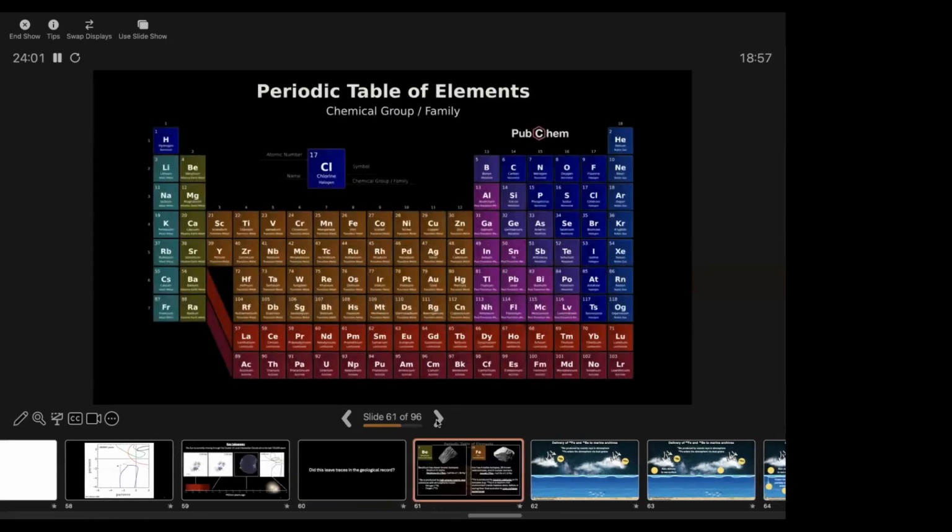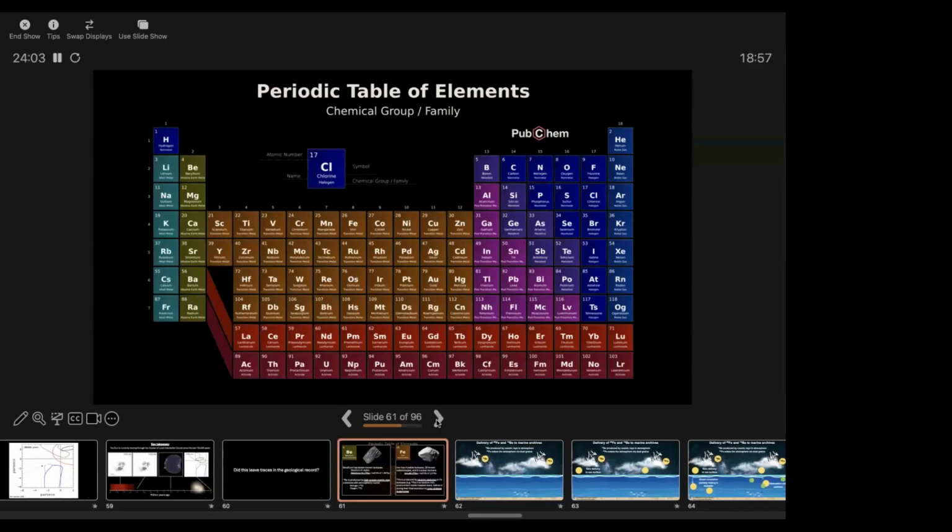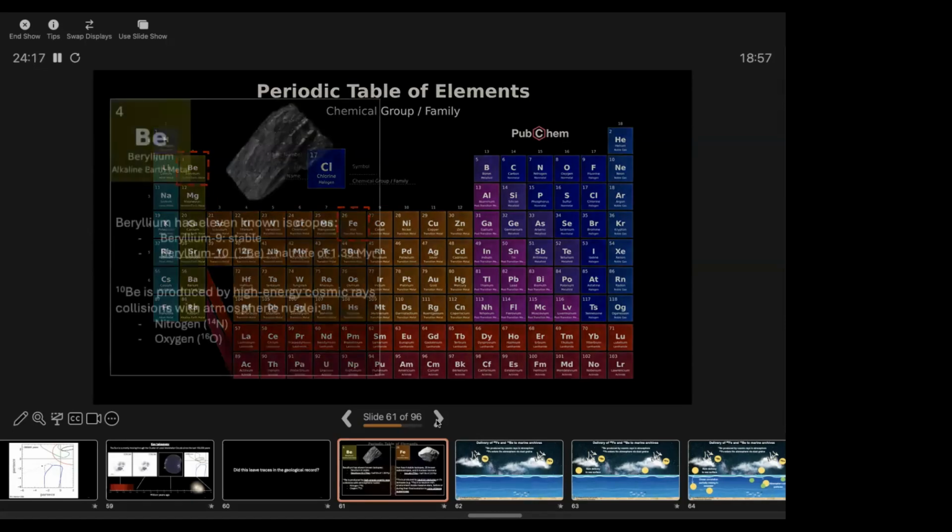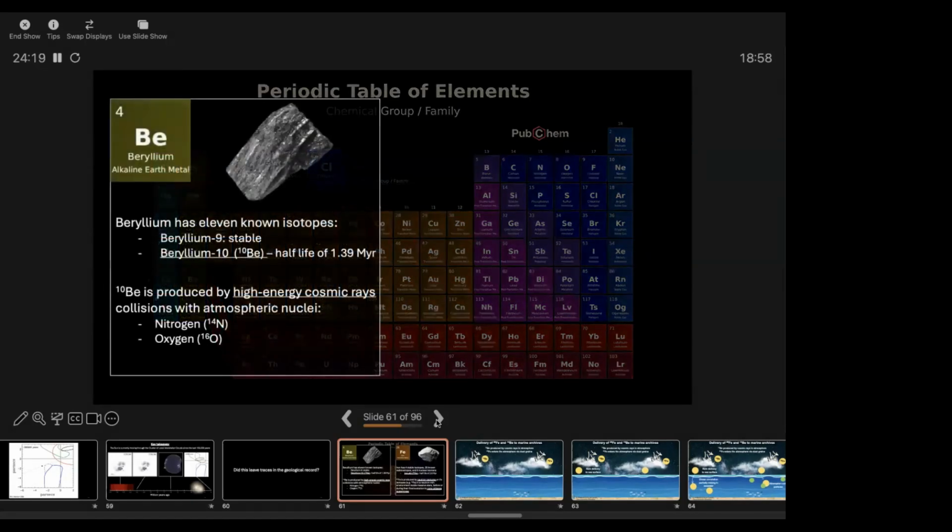But before answering the question, I just have to introduce the two elements that we will focus on in this talk, which are beryllium and iron. These are important elements for connecting geology and astronomy. So beryllium has 11 known isotopes. Only beryllium-9 is stable. Here we are interested in beryllium-10. Beryllium-10 is an isotope of beryllium, and it has a half-life of 1.39 megayears.